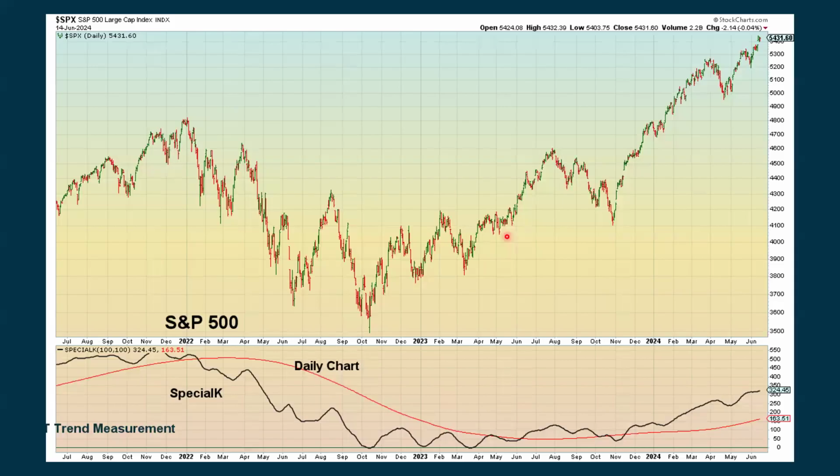This is a special K, a long-term momentum oscillator that we use. We are continuing to be positive.